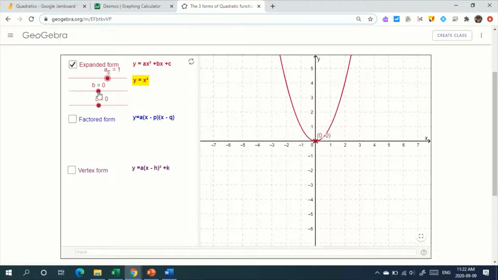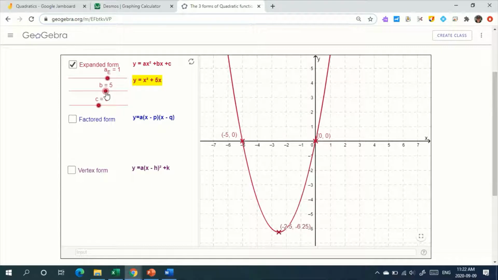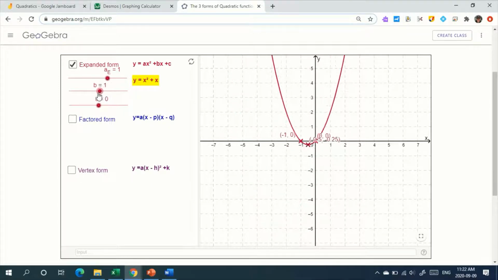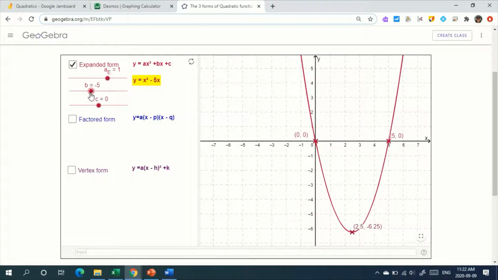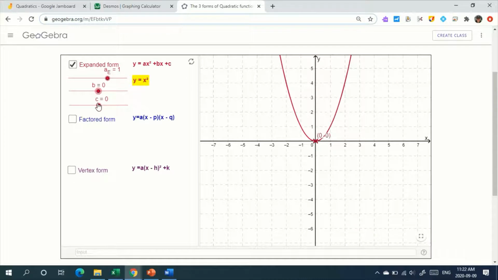And let's look at what happens with b. We said negative shifts right and positive shifts left. So let's go positive first. We can see that shifting to the left. If we go negative, we can see it shifting to the right. I'm going to reset that back to 0.